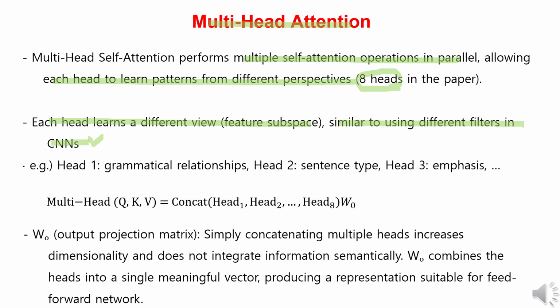For example, one head may focus on grammatical relationships between words, another may specialize in identifying the sentence type, and a third may concentrate on emphasized expressions within the sentence. Simply concatenating multiple heads increases dimensionality and does not integrate information semantically. The output projection matrix combines the heads into a single meaningful vector, producing a representation suitable for the feed-forward network.